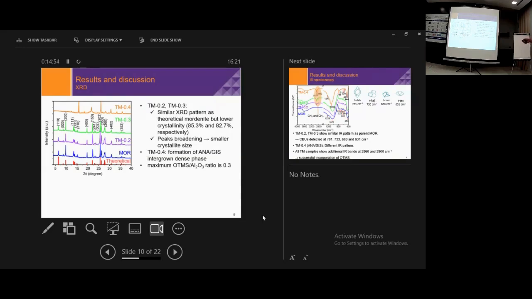On the other hand, the TM0.4 shows a totally different XRD pattern compared to these three samples. After we identified it, it has the ANA and gismondine interboron dense phase. That means this is not a pure mordenite zeolite. So based on the XRD data, we can say that the maximum OTMS over alumina ratio is 0.3. Beyond 0.3, you will form other crystalline phases.